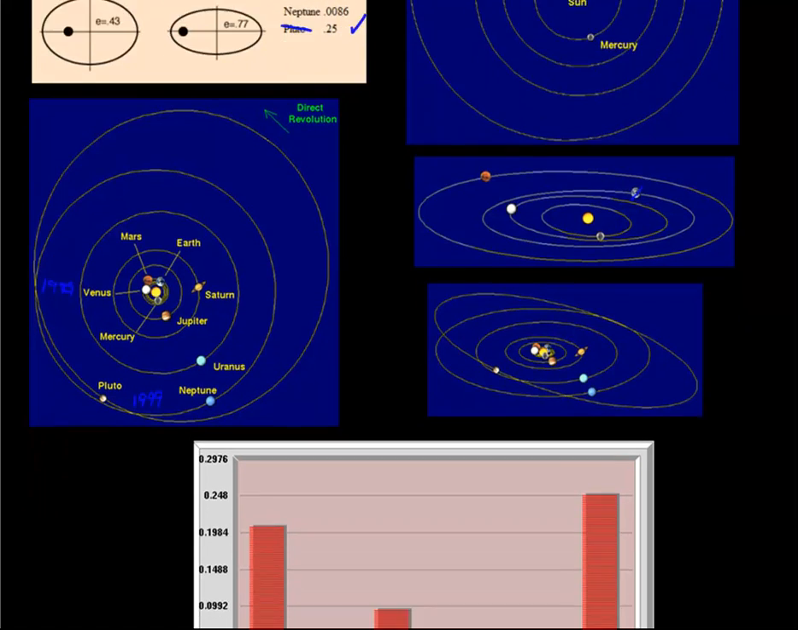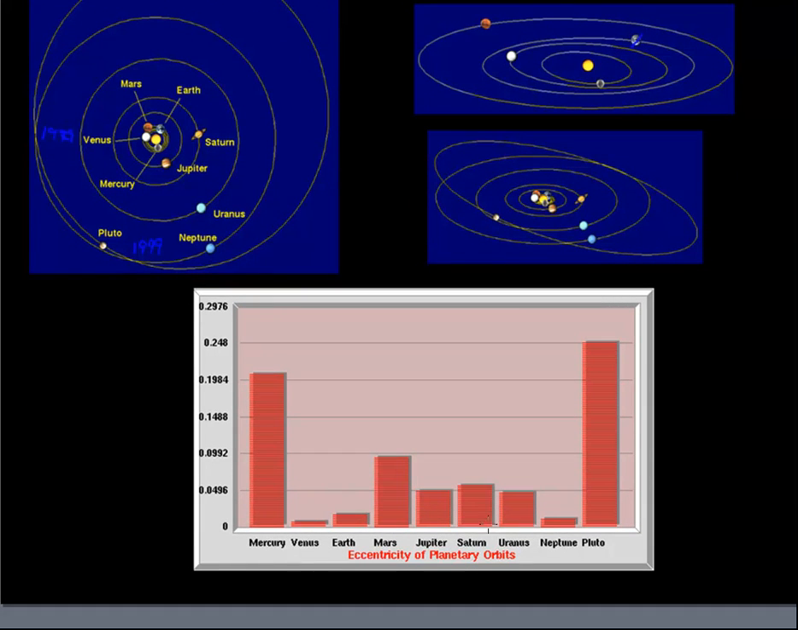And then the last thing, if you look down here, eccentricity of planets. Venus is the roundest of all the planets. Pluto would be the least round. Mercury is the least round of the planets as of today. Earth is pretty round. Neptune's pretty round. And you can see there's a little bit of difference.